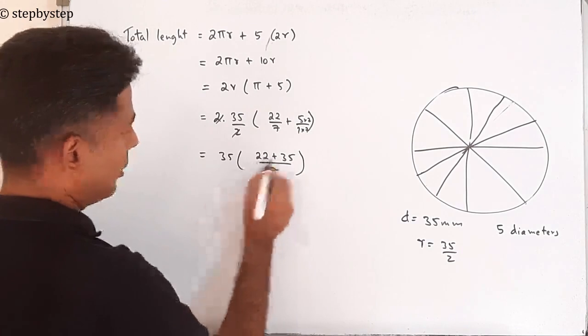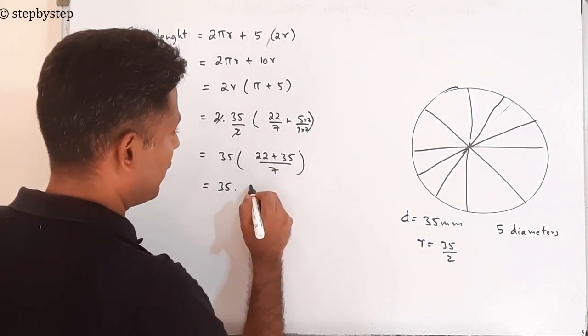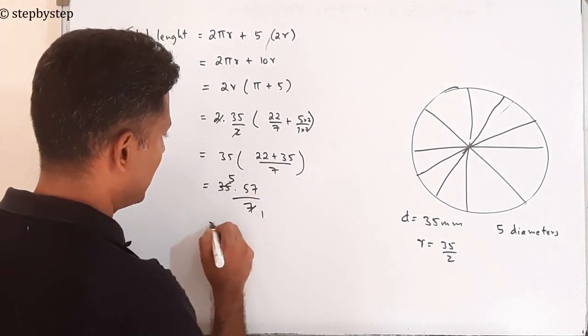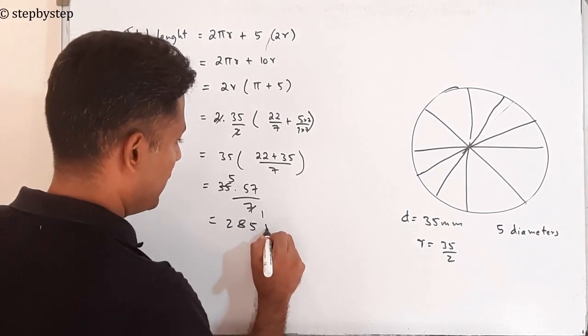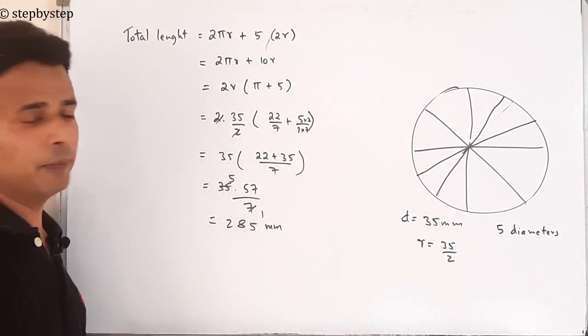Now what do we get? 35 into 22 by 7 plus 35 gives 57 by 7. When we multiply, we get 285 mm. So the length of silver needed is 285 mm.